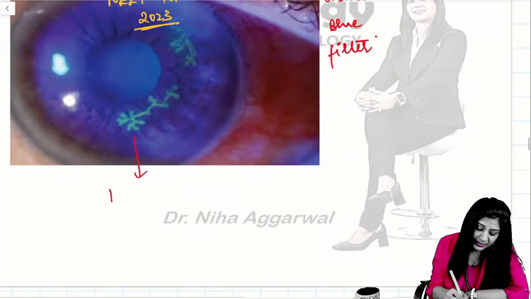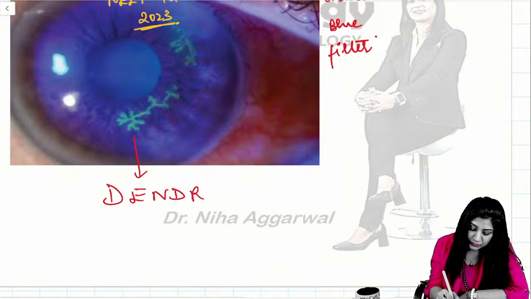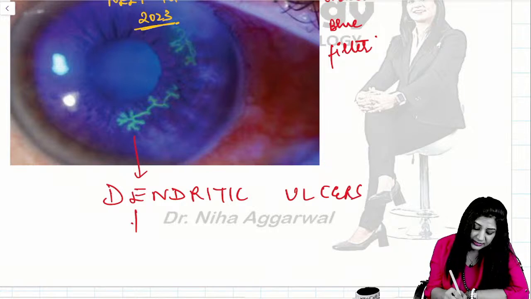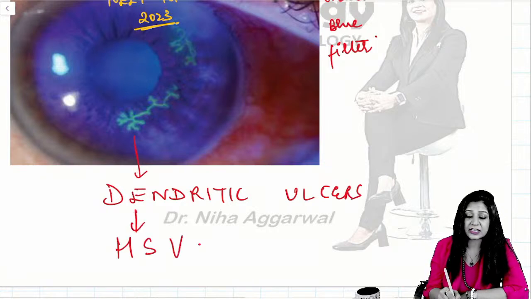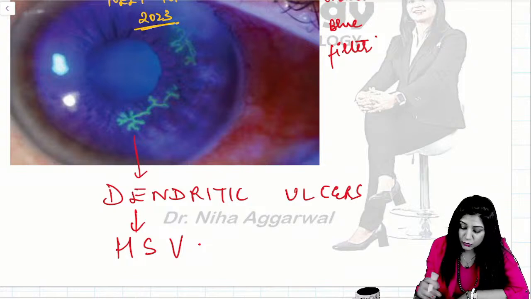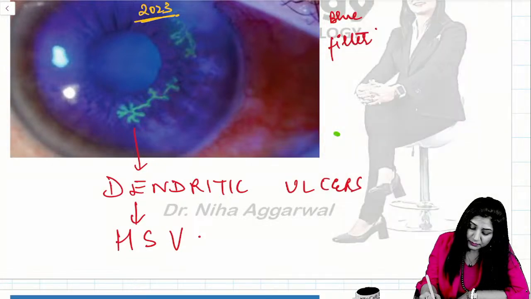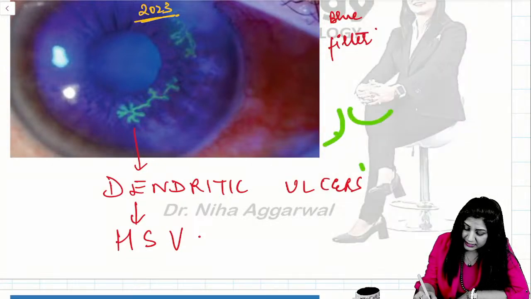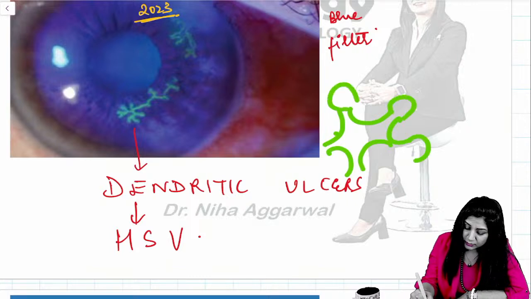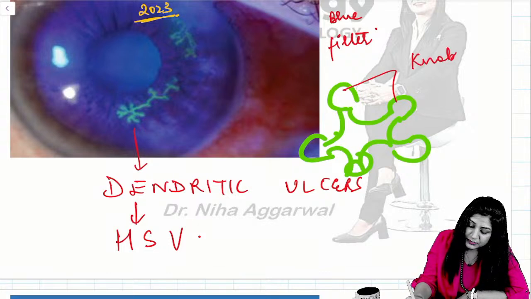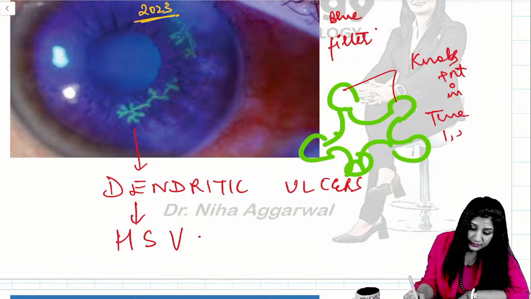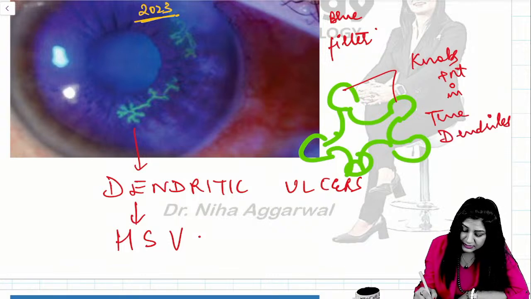Secondly, what is the name of these ulcers? Very, very specific, dendritic ulcers. Where are you getting dendritic ulcers, guys? Dendritic ulcers are found in herpes simplex virus. These are the true dendrites where you are getting both the floor as well as the knobs. Something like this. Knobs are also there. So these are called the knobs, and knobs are always present in the true dendrite.